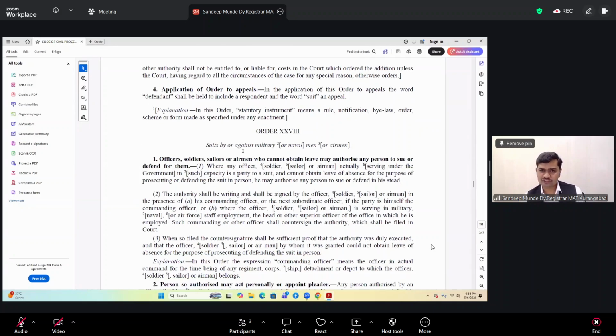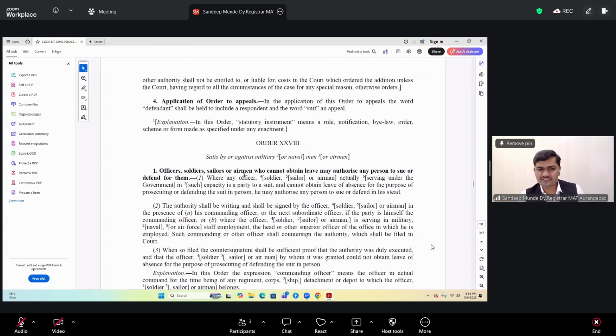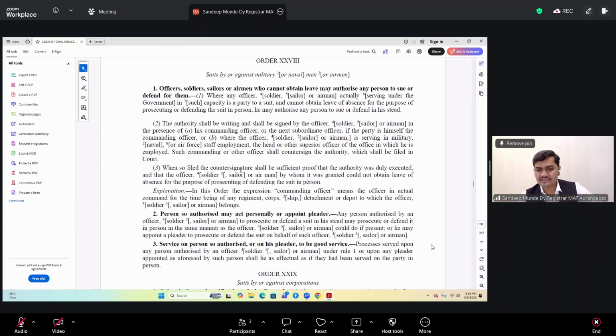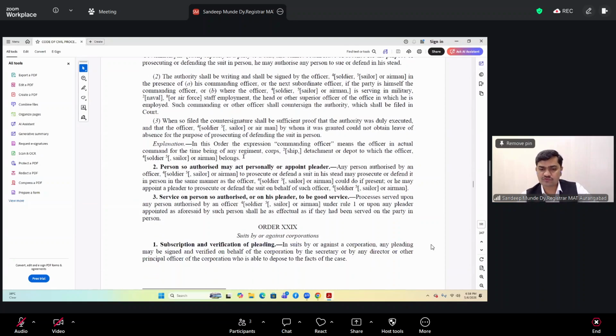Order 28 deals with special provisions with regard to suits by or against military, naval men or airmen. The court will permit that officers, soldiers, sailors or airmen who cannot obtain leave may authorize any person to sue or defend for them. These are the particular provisions for persons serving in the military. They may authorize the appointment of a pleader, and whatever service is effected will be good service.